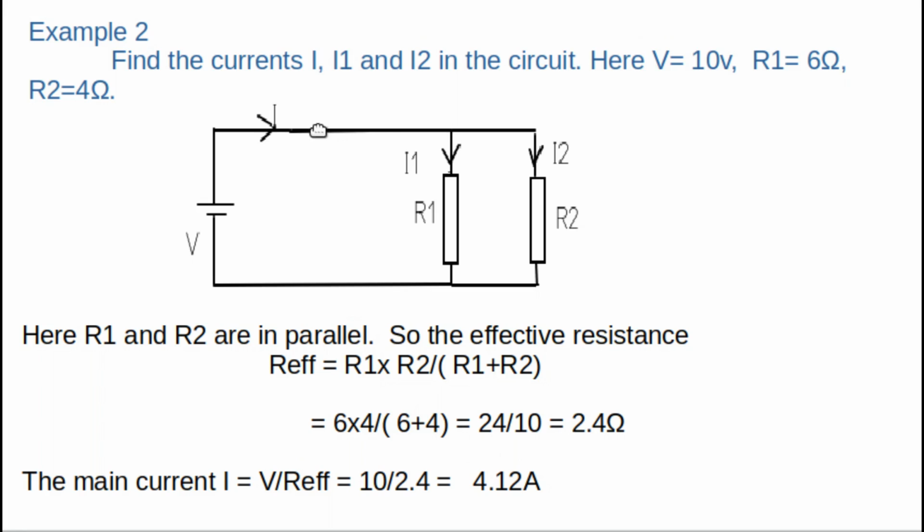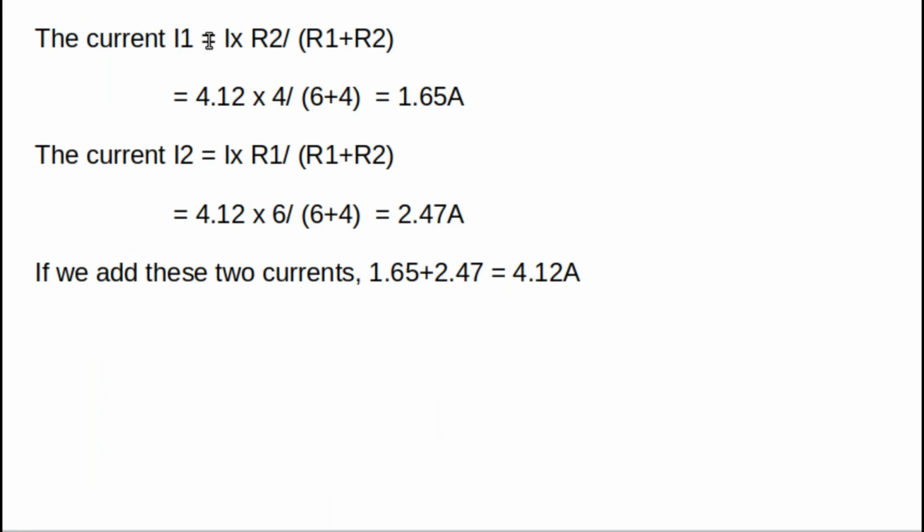Now that current reaches this junction and it will be divided into I1 and I2. Now we have to find out the values of I1 and I2. How will we find it out? We use the current division principle. So according to the current division principle, the current in branch 1, that is I1, is equal to the main current I into the resistance of the other branch, so R2 divided by the sum of the resistances R1 plus R2.